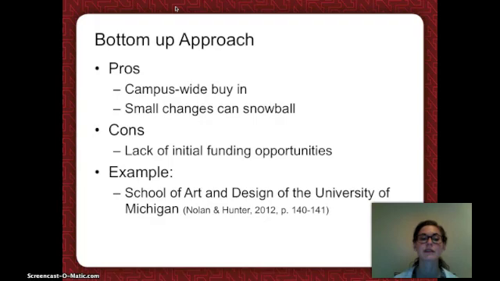Cons to this approach is that there's usually a lack of initial funding because the pool the monies are coming from is much smaller. An example of this approach is the School of Art and Design at the University of Michigan. The College of Art and Design decided that it wanted more of its students to study abroad, and so through research grants and different funding initiatives, the college was able to not only increase their students studying abroad, but also over time was able to build it into a graduation requirement.